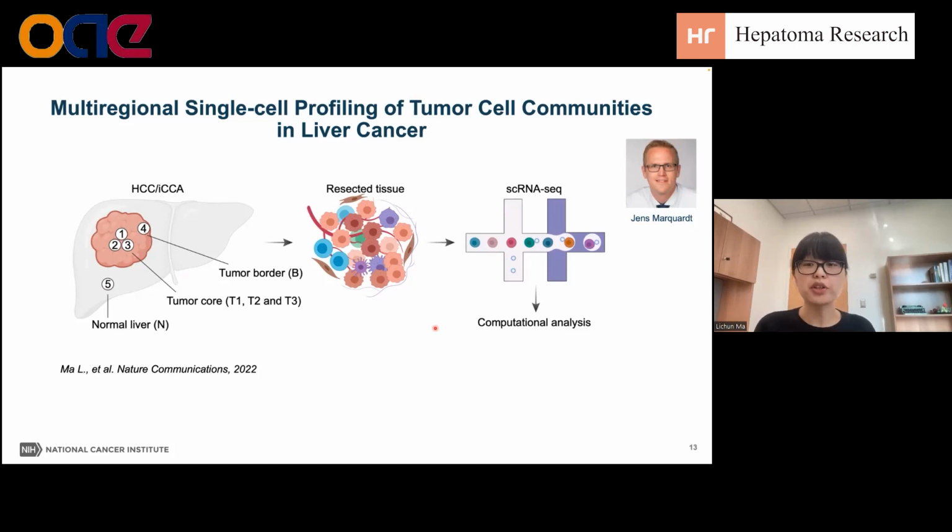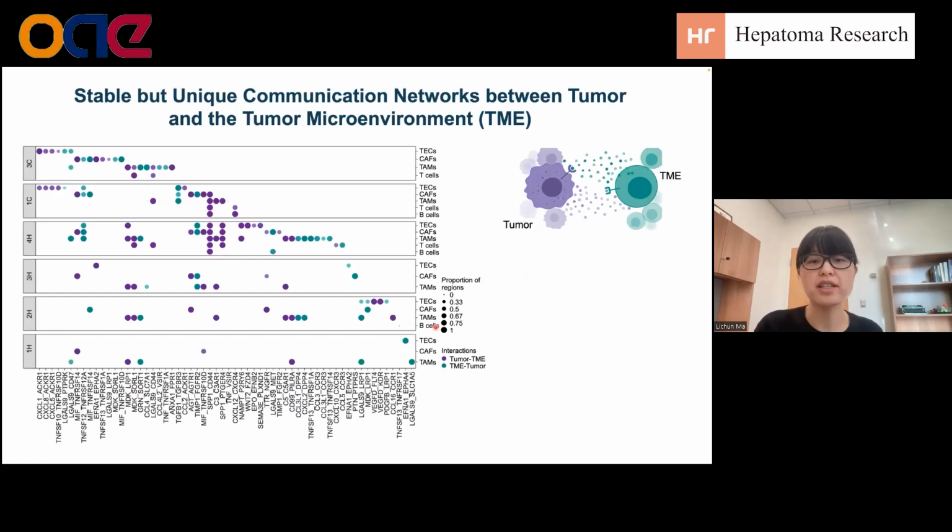We determined the communications between tumor cells and the tumor microenvironment by using a method called CellPhoneDB, developed by Dr. Sarah Teichmann's lab. The method allows inferring the ligand receptor interactions of malignant cells and the different types of non-malignant cells in the tumor microenvironment. In this dot plot, each dot represents a ligand receptor pair. The two colors, purple and green, represent the directions of the interactions, either from tumor cells to the tumor microenvironment or from the tumor microenvironment to tumor cells. And the size of each dot represents how stable the ligand receptor pair, or the communication, is.